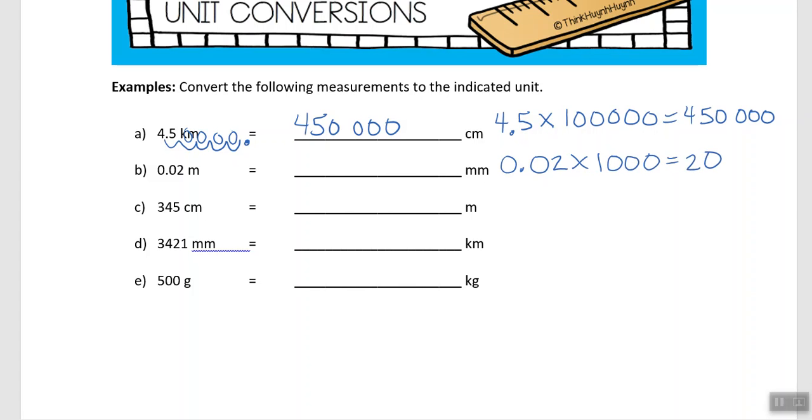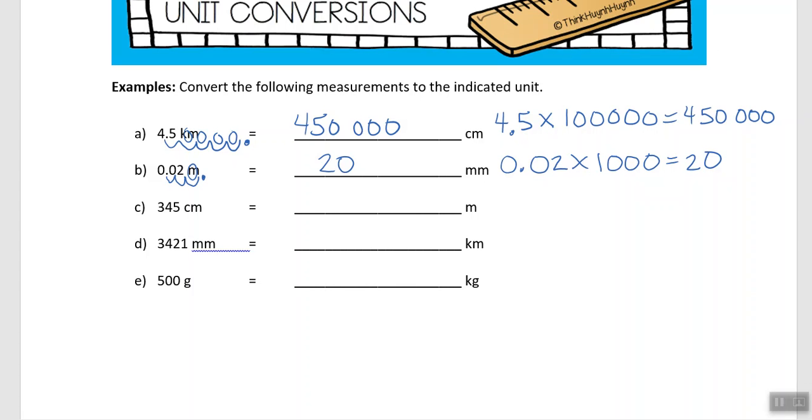I can see that I get the same answer as if I move my decimal place to the right 3 spots. 1, 2, 3. I put a 0 in this spot, which also gives me 20. I don't need to include the zeros at the beginning of my answer. I can just start with my 2 for this one.